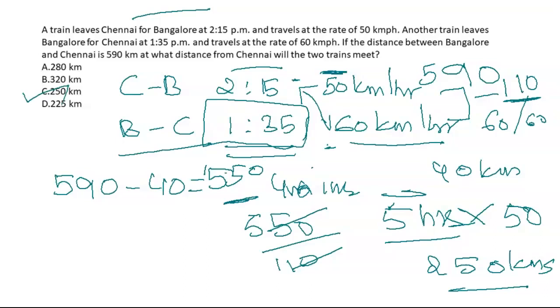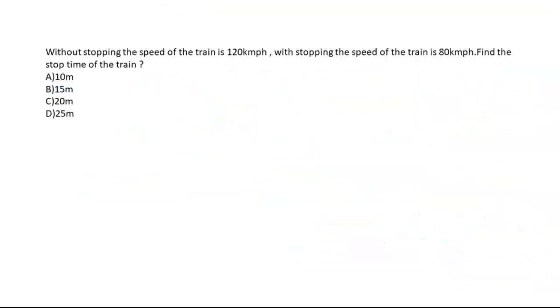Sorry, next question. Without stopping, the speed of the train is 120 kilometers per hour. With stopping, the speed of the train is 80. Find the stop time of the train. Give me the answer. It should be very easy. Without stoppage, it is 120. With stoppage, it's going to be 80.